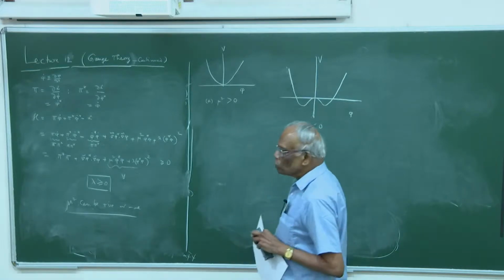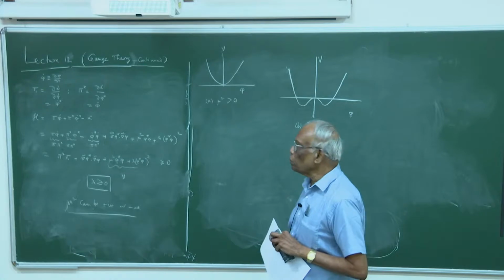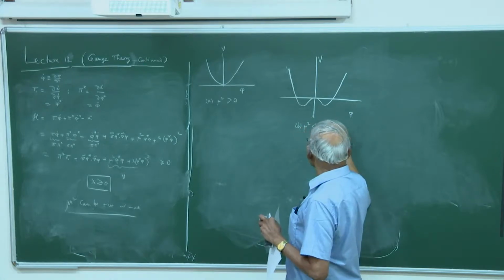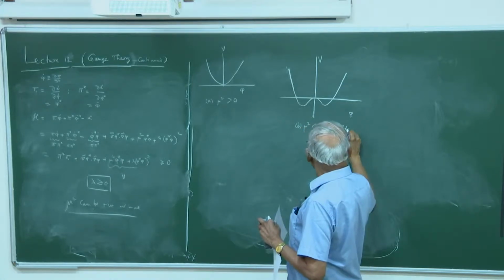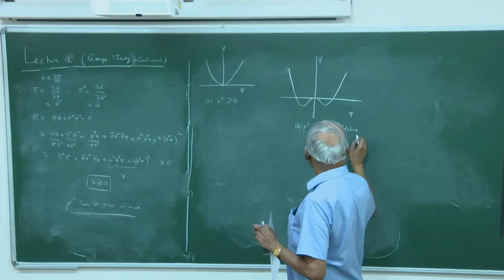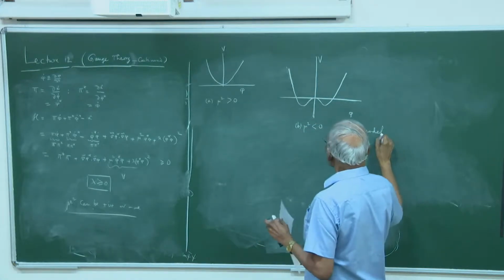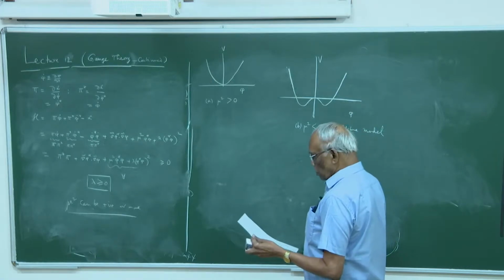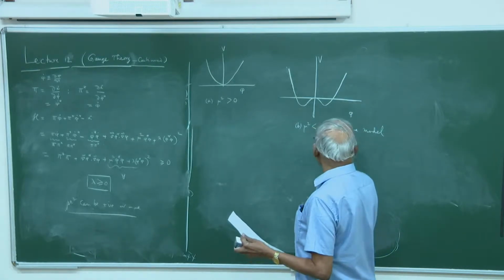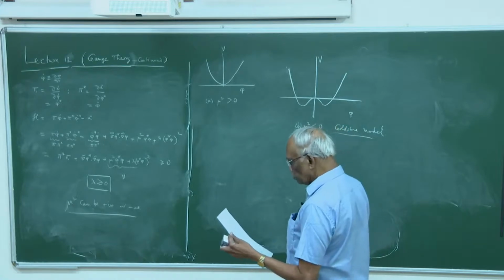This is what leads to spontaneous breakdown of symmetry, and this is called Goldstone. It was Goldstone who first pointed out this possibility. So let me call it the Goldstone model. So let us discuss this in detail.